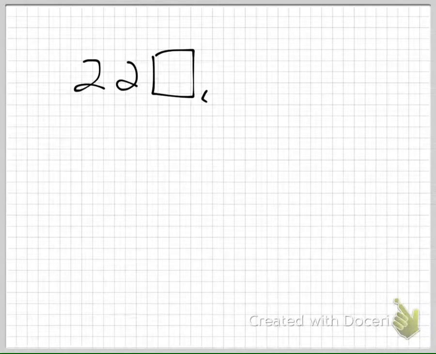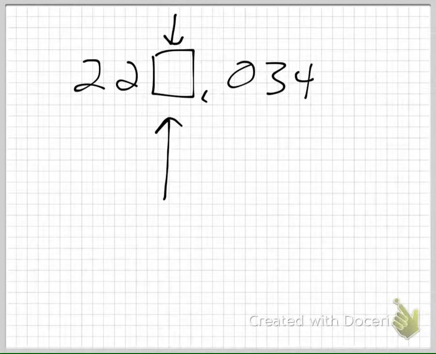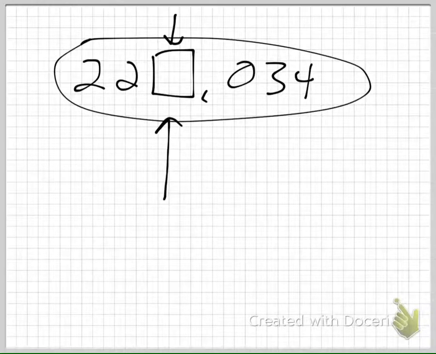Another type of question they may ask you is this, like on number 39. It says, write the missing digit to make each number divisible by 9. They have 2, 2, and then a big blank, and then 0, 3, 4. What number has to go there to make this number divisible by 9? What are we doing here? We're adding them up. 2 plus 2 is 4. 4 plus 3 is 7. 7 plus 4 is 11, right?